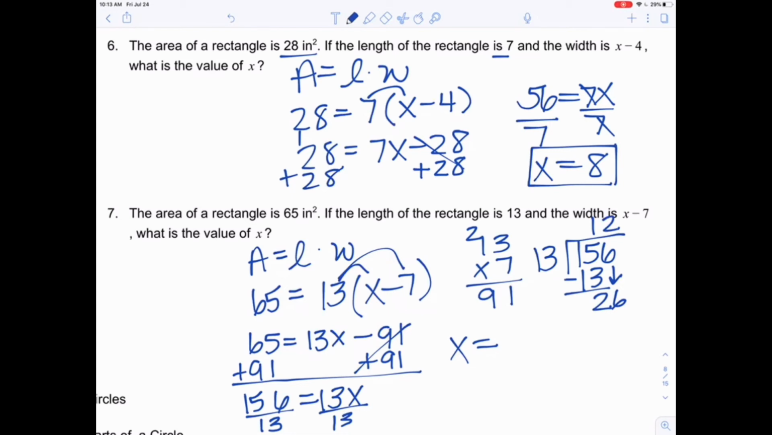26. Sorry, the other way around. 13 goes into 26 exactly 2 times. 13 times 2 is 26. I minus, I get 0. There's no other numbers to bring down. So x equals 12. Okay, awesome.